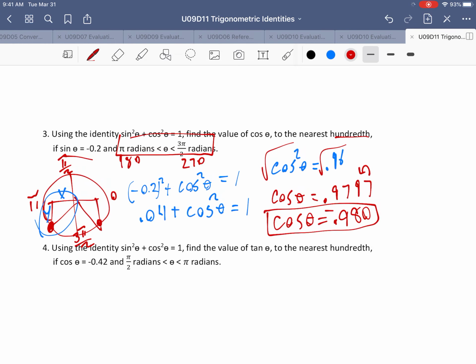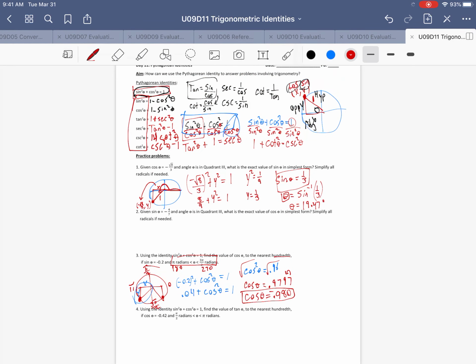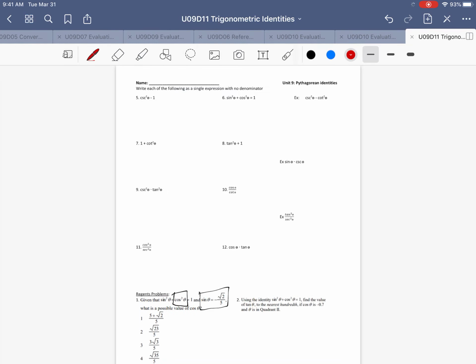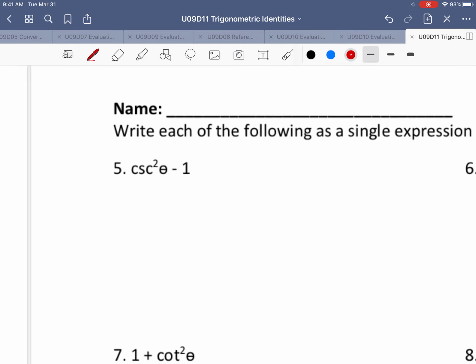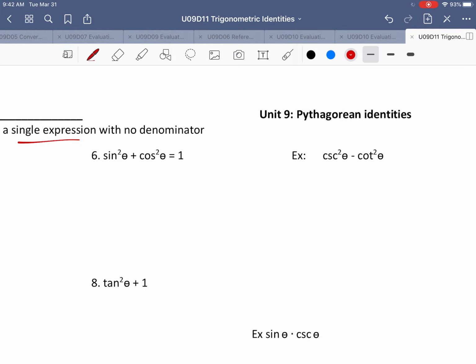All right, you can try problems 2 and 4 on your own. Let's take a look at the back for some other uses of identities. All right, so these, it says to write each of these as a single expression. So I'm not going to do any of the problems. I'm just going to do the example problems.